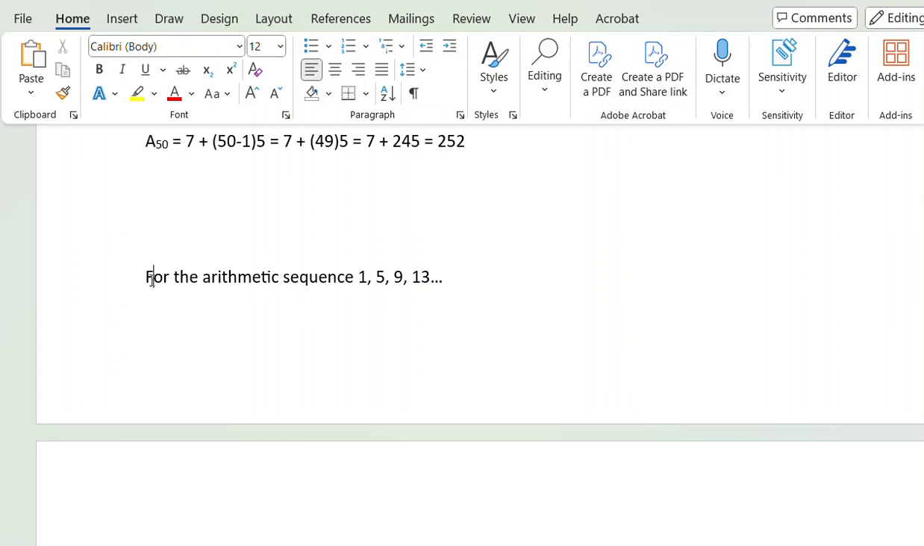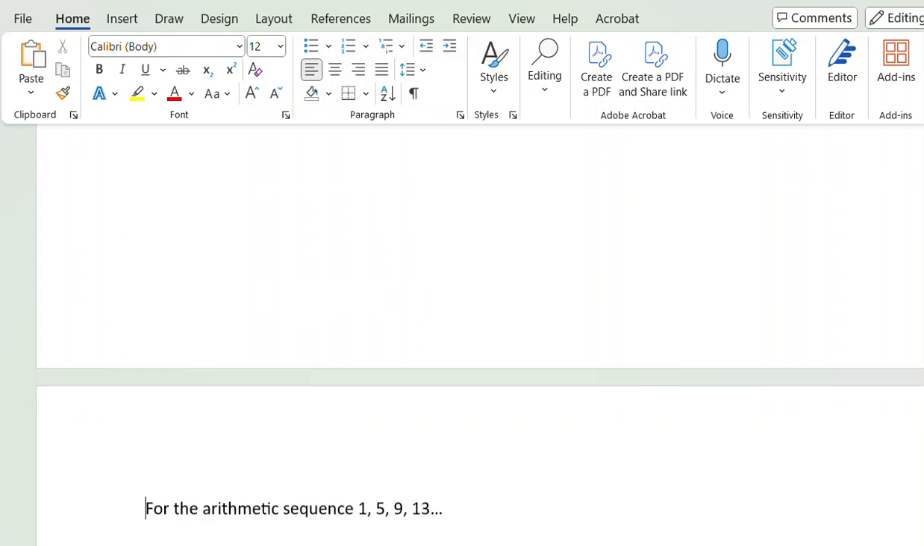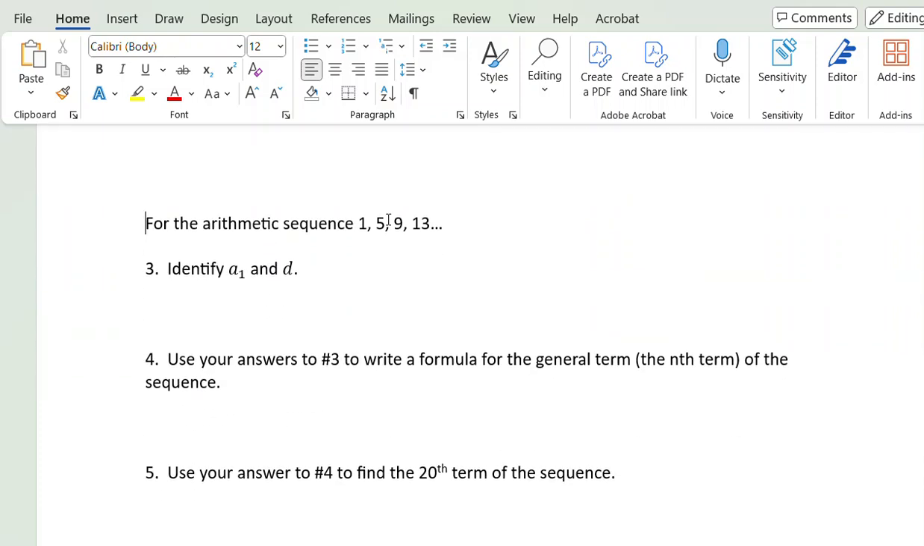So for this next problem, we have the arithmetic sequence 1, 5, 9, 13, etc. So first we want to identify a1 and d. a1 is our first term. So all we have to do is look at the list of numbers there and identify the first one. So that's going to be 1.